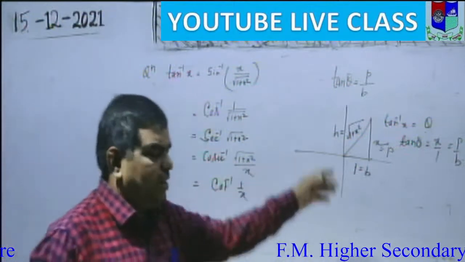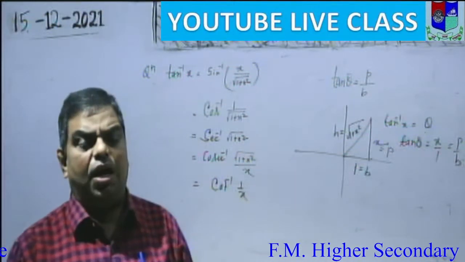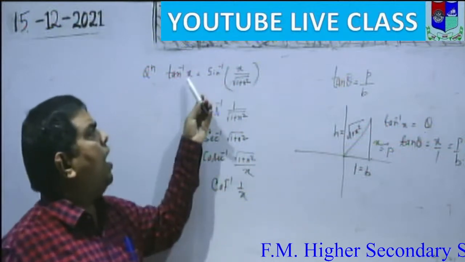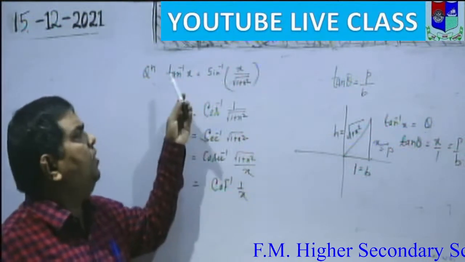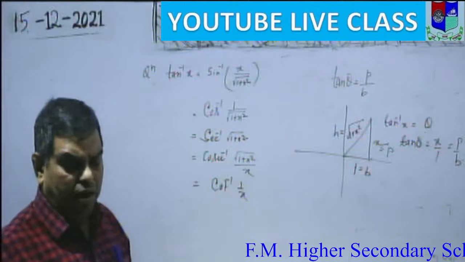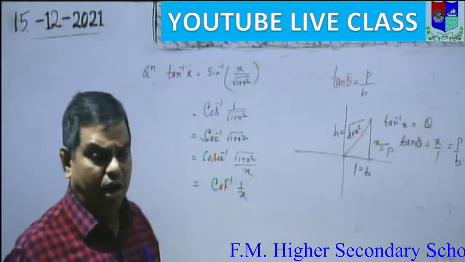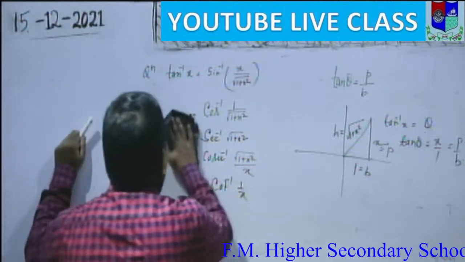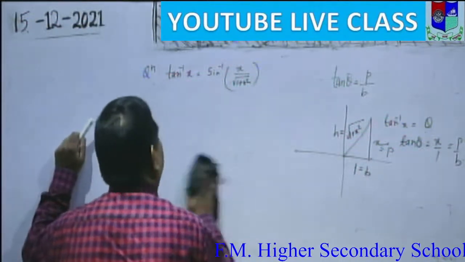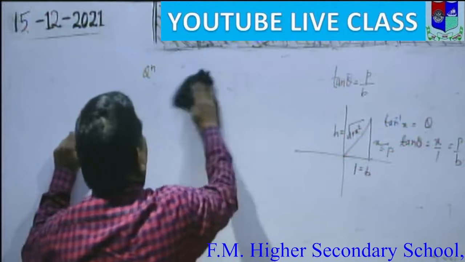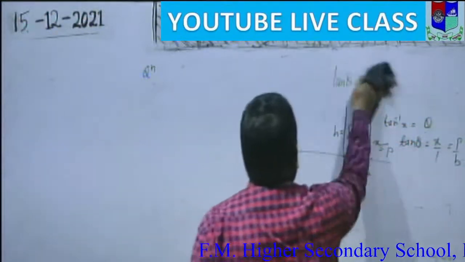Using Pythagoras theorem we can convert from one inverse trigonometric function to another only by constructing the right angle triangle. It is very easy. How can we convert cosec inverse x is equal to tan inverse of what?